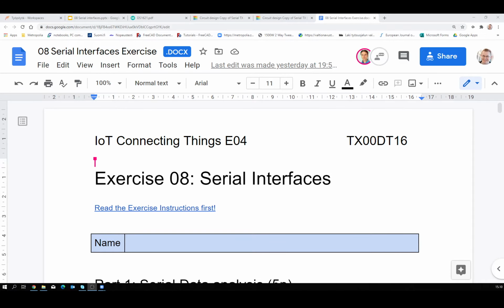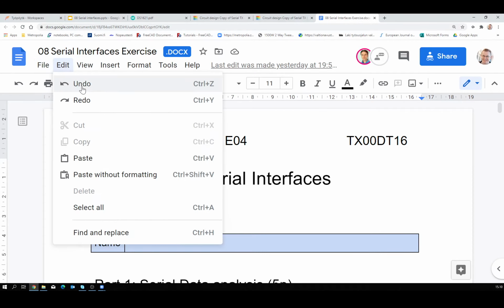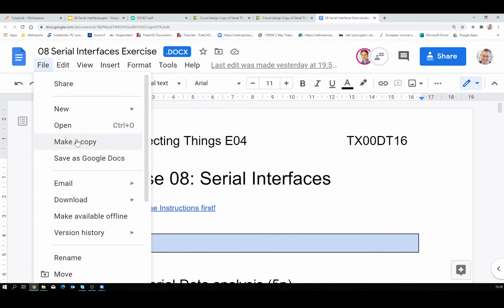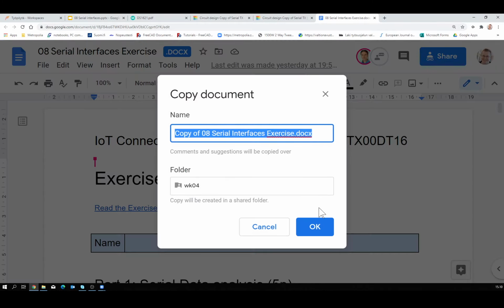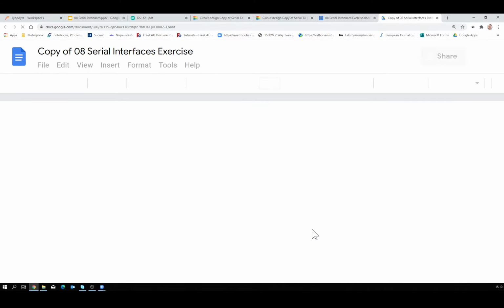Recording again. So recording is on. And this time I will actually, just for fun, make a copy here. On the last exercise, I was doing the same thing as Juho did, and we were highlighting the text simultaneously on the same document. That looked a little bit funny.